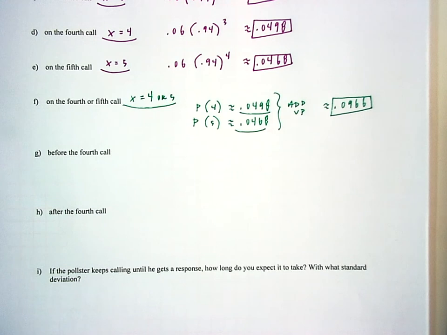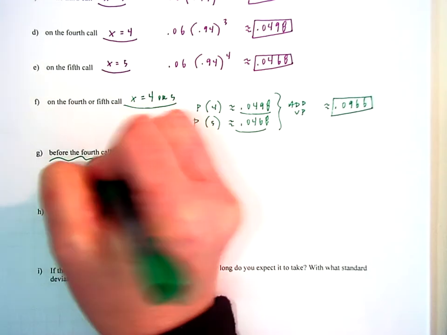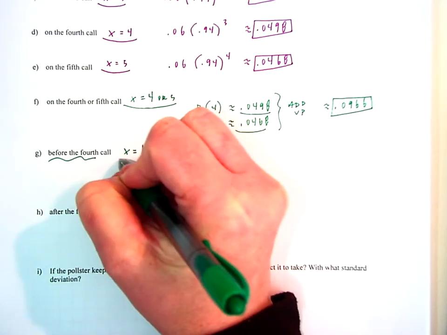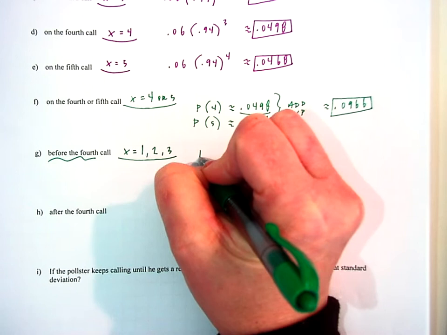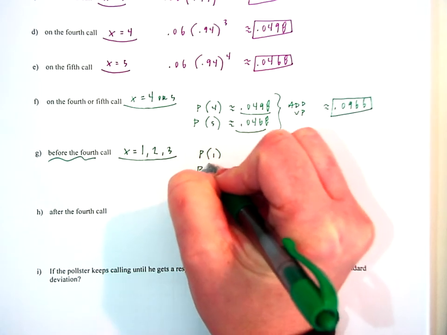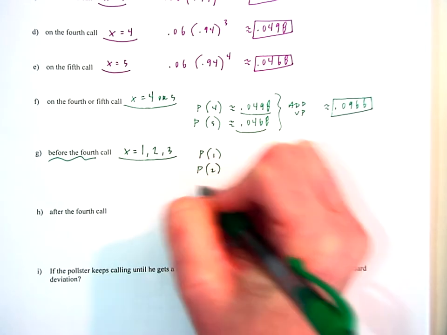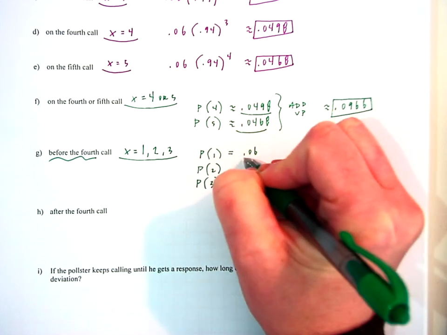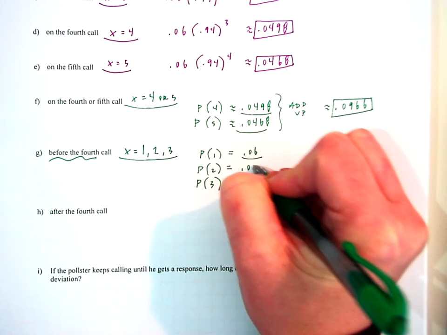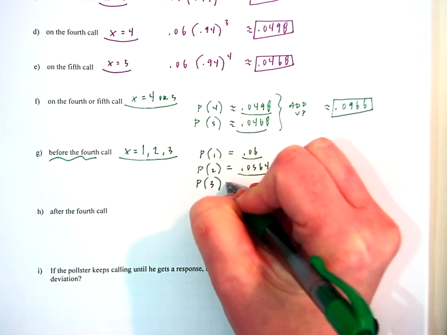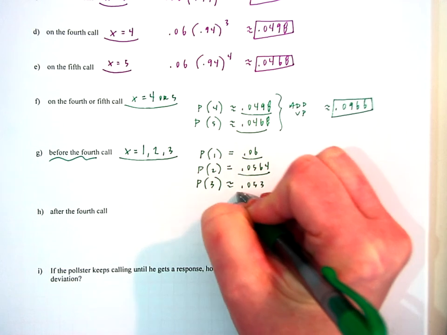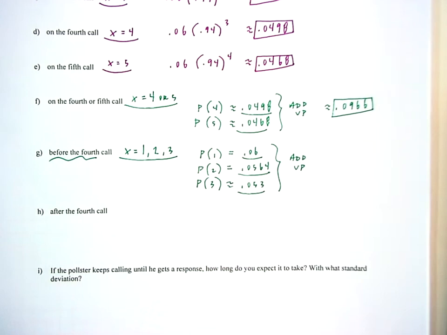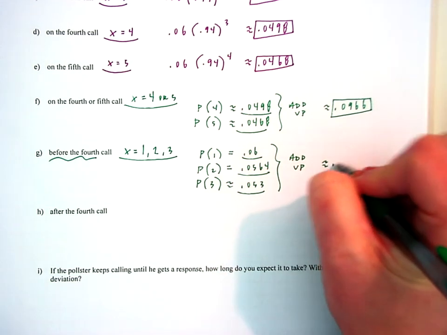All right, before the fourth call means we could have been successful on the first try, the second try, or the third try. So here I need to go back. I've already solved for these, but I need the probability that we were successful on the first call, second, and third call, and then I have to add those up. So first call was the 0.06 at the top of the page. Second is 0.0564, and third, 0.053. So again, I just got to add these up, and after I crunch that, I should get about 0.1694.